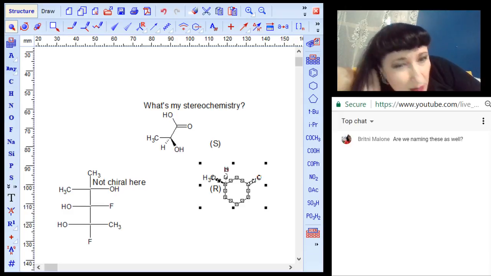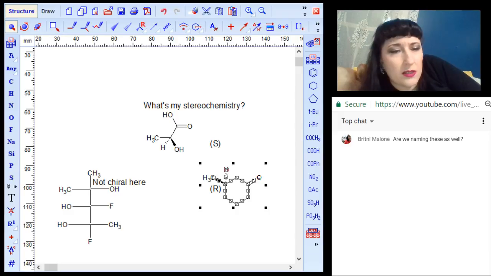You'd have trouble naming some of these. You could name the cyclic one and the one that's a Fisher projection. The one on top, you haven't learned how to name something that has a carboxylic acid and an alcohol on it, though.